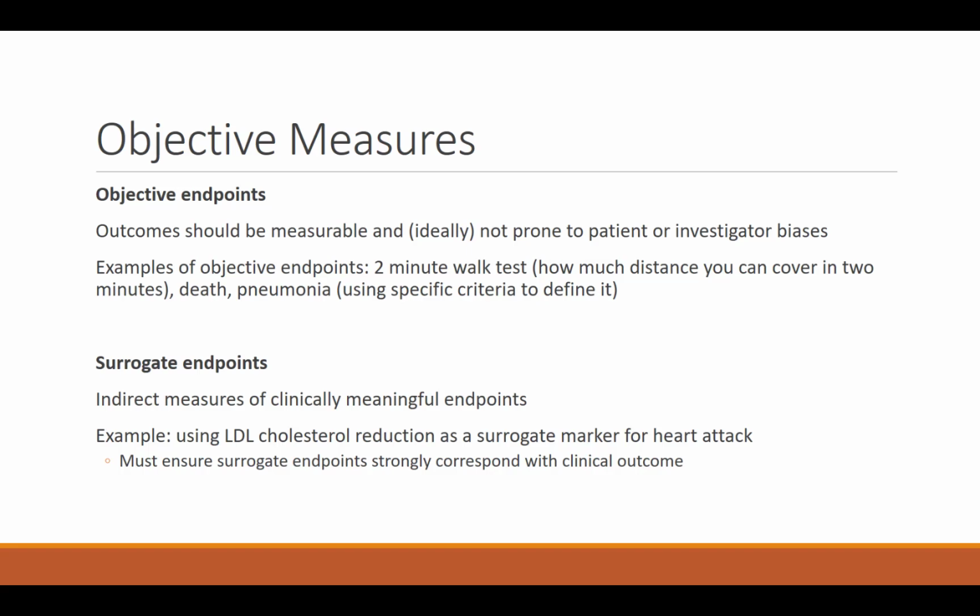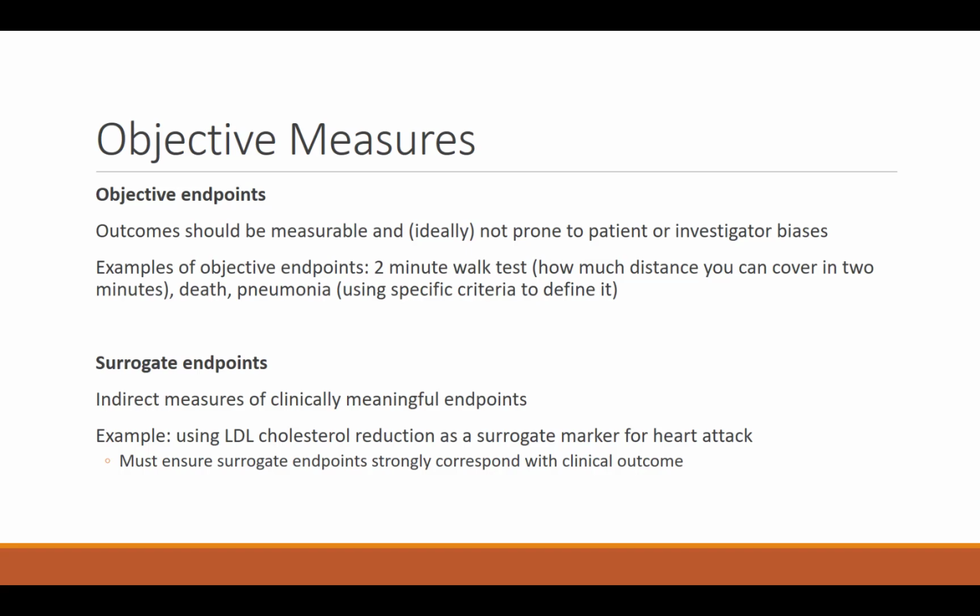Death is about the most objective endpoint you can get, but there are other objective endpoints like pneumonia, which can be difficult to make objective, but you need specific criteria to define it. So pneumonia might be a positive chest x-ray and that you have signs of infection like a high white blood cell count and a fever.